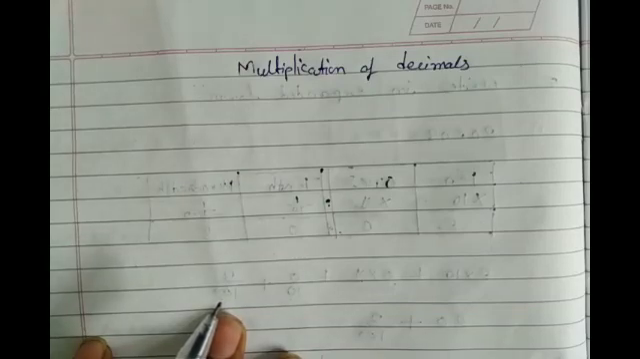In this video we are going to discuss how to do multiplication and division of decimal numbers. Now the multiplication of decimal numbers is very easy. So let's see how we can do it. Just take an example 1.